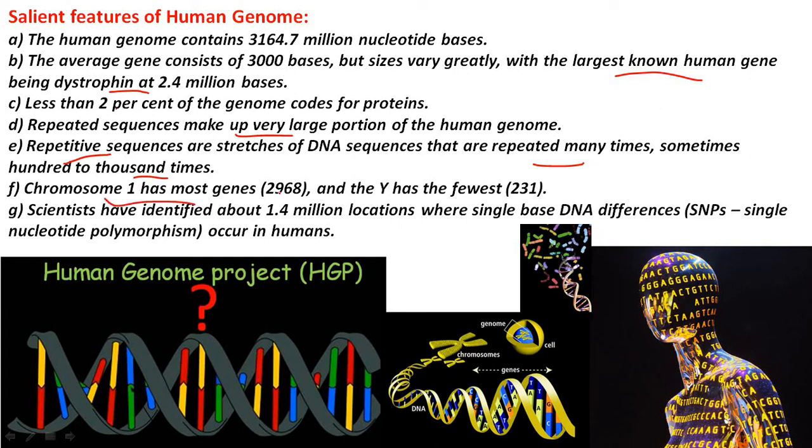Chromosome 1 has the most genes, 2968, and Y has the fewest, 231. And the scientists have identified 1.4 million locations where single base DNA differences, called single nucleotide polymorphisms, SNPs, occur only in humans.